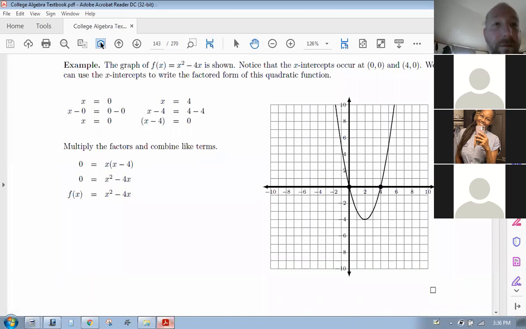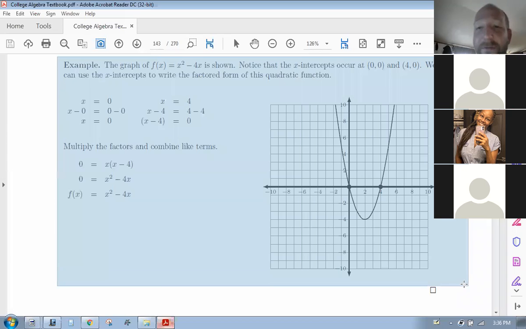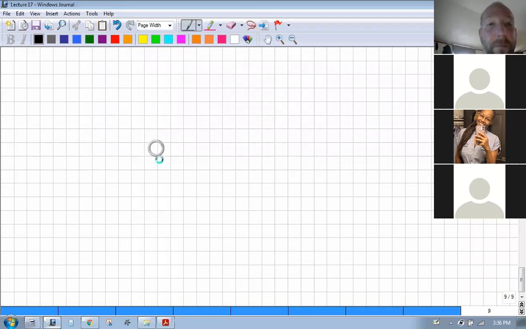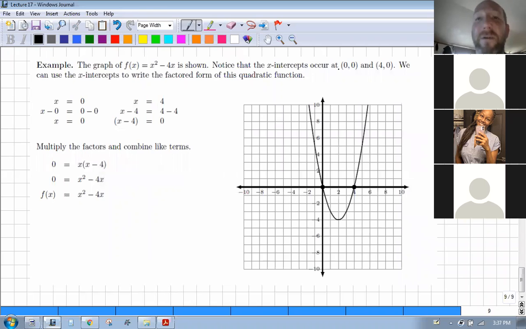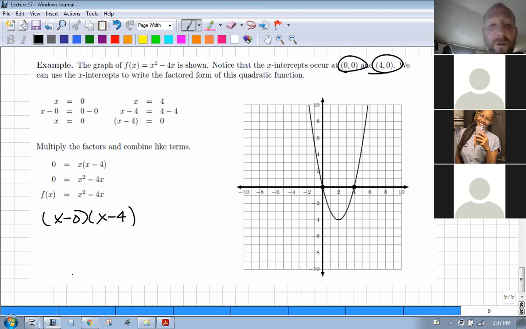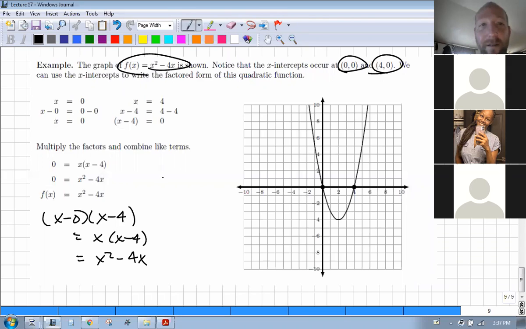So before we were starting with the function and getting the graph, basically here we're looking at the graph and trying to figure out what the function is. Okay, here x-intercepts at 0 and 4. All right, so we do x minus 0 and an x minus 4. We multiply this out. This is just x times x minus 4, or x squared minus 4x. It's exactly what they have up here, which I could tell that that's what it is just by looking at it, but we're not going to worry about that right now.